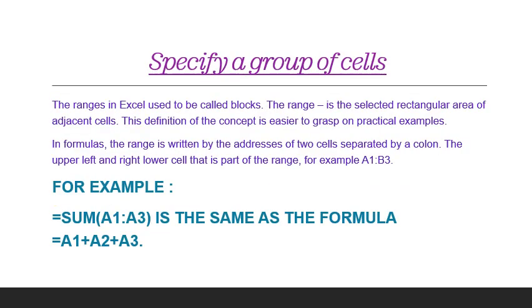Next is specify the group of cells. The range of cells used to be called blocks. The range is the selected rectangular area of adjacent cells. This definition of the concept is easier to grasp on practical examples. In formulas, the range is written by the addresses of two cells separated by a colon. The upper left and the lower right cells are part of the range. So, for example, if you have chosen A1:A3, then all the cells between A1 to A3 will be added. Meaning that this is the same as A1 plus A2 plus A3.